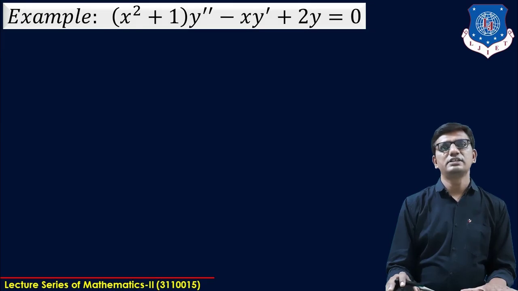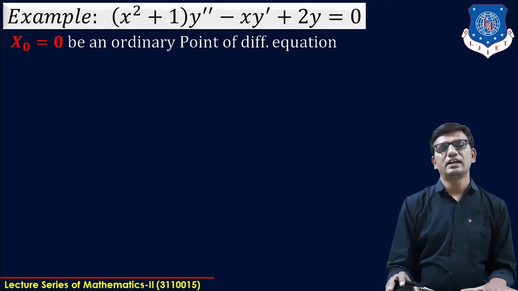Here our example is (x² + 1) y'' − x y' + 2y = 0. Here the coefficient of y'' is x² + 1, which is never 0 for any real number. Therefore we can say that all real numbers are ordinary points. Here we will find the solution about x = 0. We can see that x = 0 is an ordinary point of the differential equation.